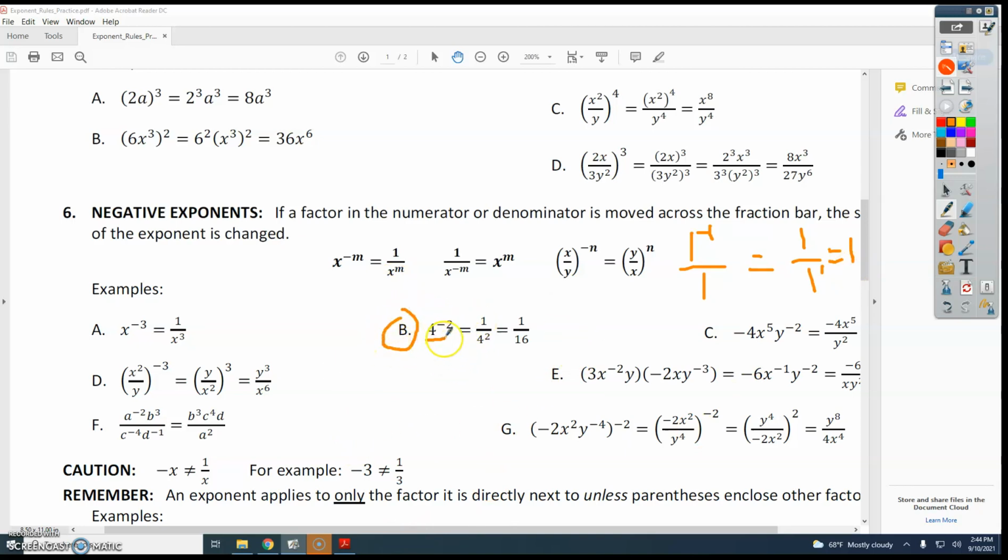What they did was, if you put this over 1 and you flip it, my little arrows there, if you flip it, you get 1 over 4 to the second power. So they changed that to a positive. And then obviously if you simplify it, it's 1 over 16, because 4 to the second power is 16, or another way of looking at it, 4 times 4 is 16. So those are our exponent rules in a nutshell.